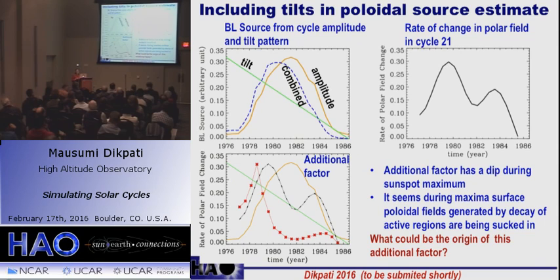Mausumi, would it be fair to say that at this moment you don't know what the initial factor is? You've just recently discovered this relationship. Yeah. This work is still in preparation. I recently discovered this additional factor. I still don't know. Only one idea is coming into my mind, that it could be the inflow cells due to active regions, because inflow cells are the ones that can suck in the poloidal fields from going to the pole.